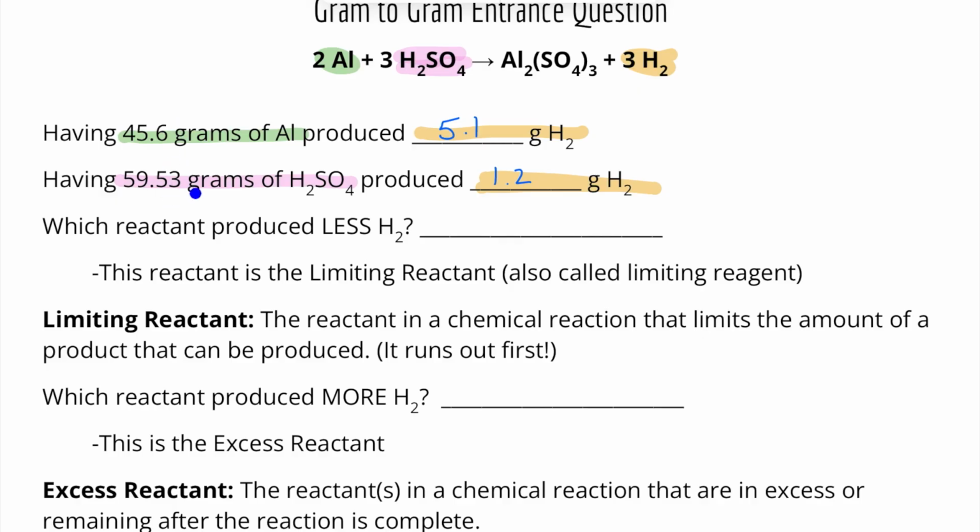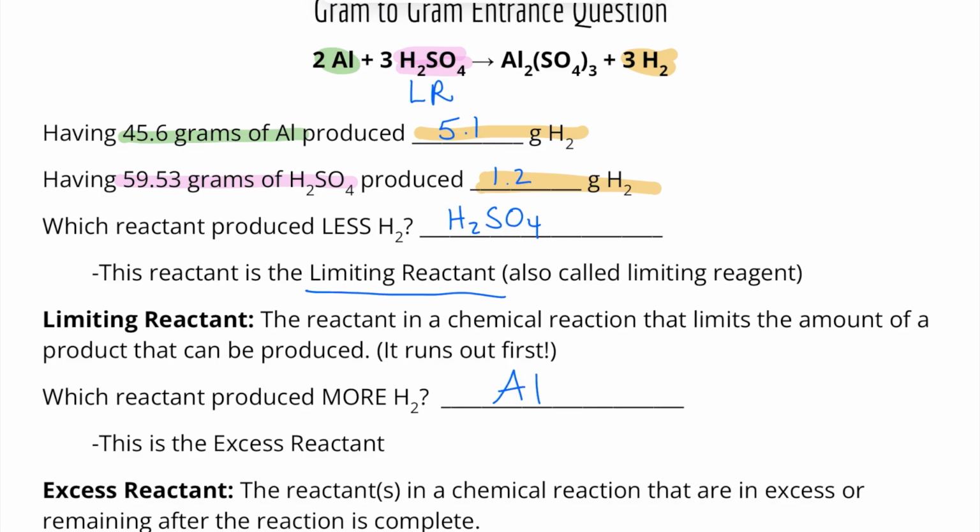So which reactant produced less hydrogen? Well, 1.2 is smaller, which means that H2SO4 produced less. And so that means that is our limiting reactant in this reaction. Our limiting reactant is the reactant in a chemical reaction that limits or stops the amount of product that can be produced, and it's because it runs out first. So once all of this 59.53 grams is used to make 1.2 grams of hydrogen, the reaction has to stop. There's none of it left, which means that aluminum produced more hydrogen, and so it is our excess reactant.